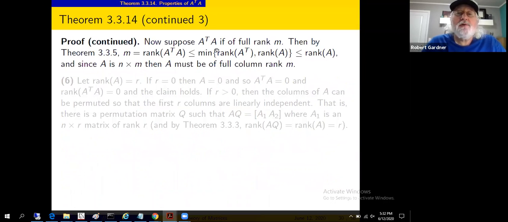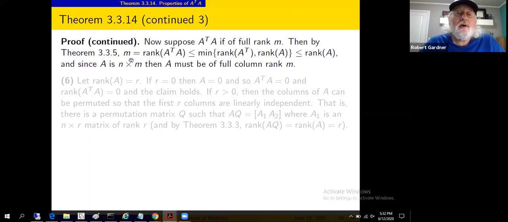All right, now suppose, I said if and only if, suppose A transpose A is full rank M. Getting a lot of mileage out of Theorem 3.3.5. By that theorem, the rank of A transpose A, denoted as M, is less than or equal to the minimum of the rank of A transpose and the rank of A. That's less than or equal to the rank of A. It's also less than or equal to the rank of A transpose, but this is the one I want to talk about.